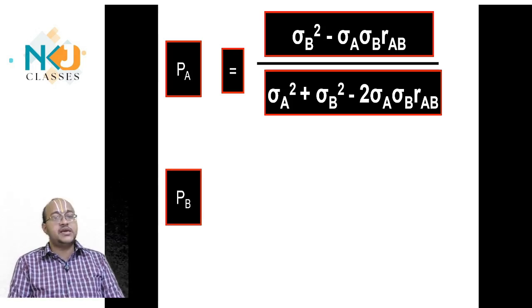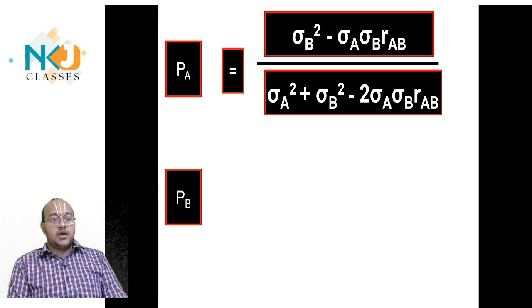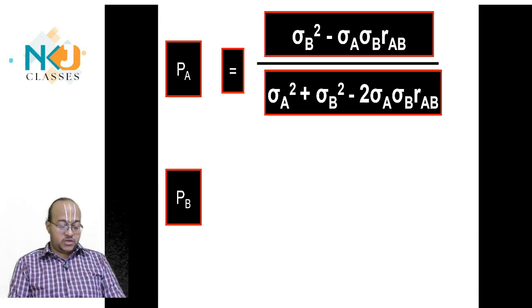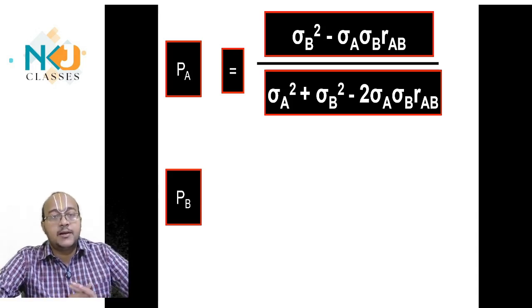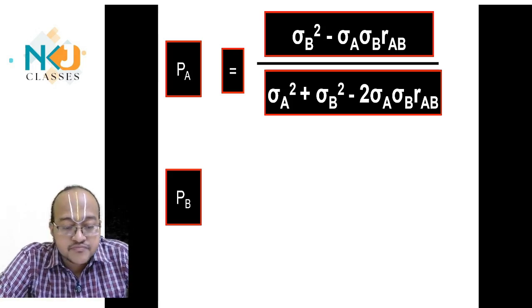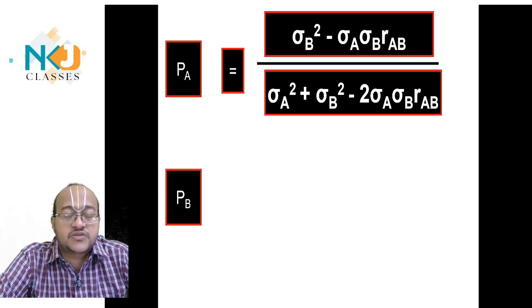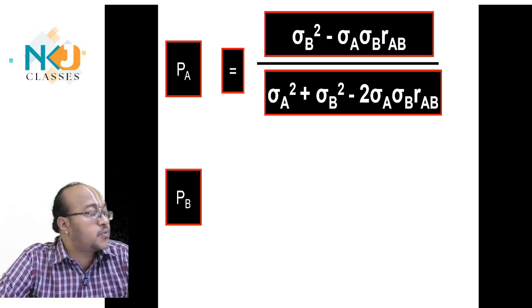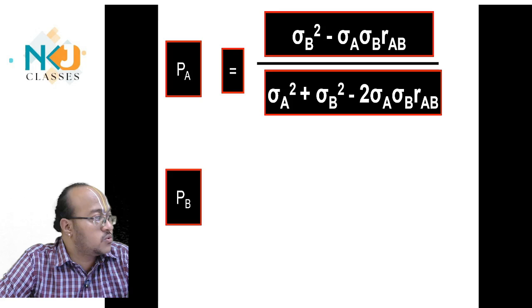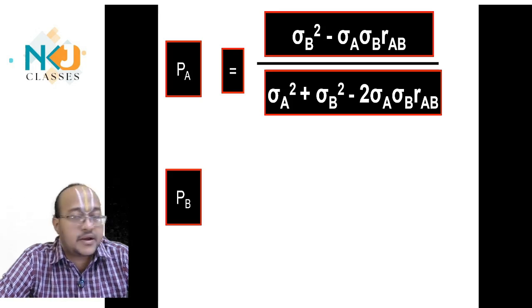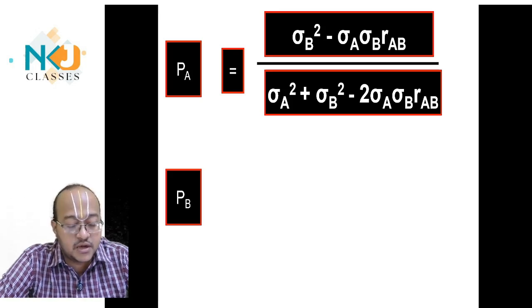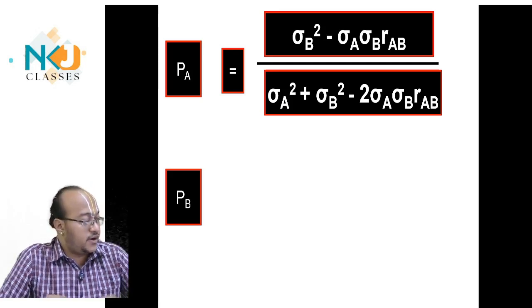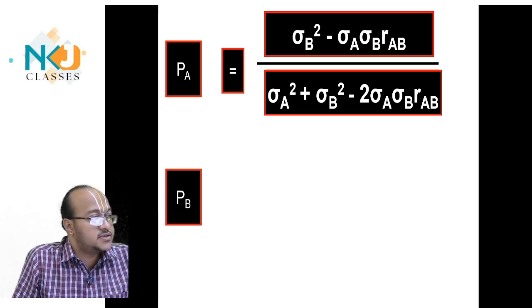Proportion. What is PA? Proportion of A. In this question we computed A's proportion as 75.9%, correct? And 24.1% of security B. And the proportion of A, 75.9%, is calculated using this formula. You can go home and substitute and try. Okay, you will get the same answer. Or shall we substitute here and find the answer? Yes, we will substitute and find the answer.